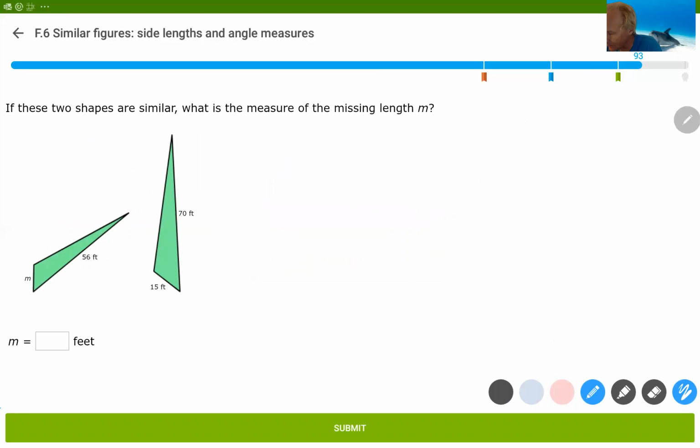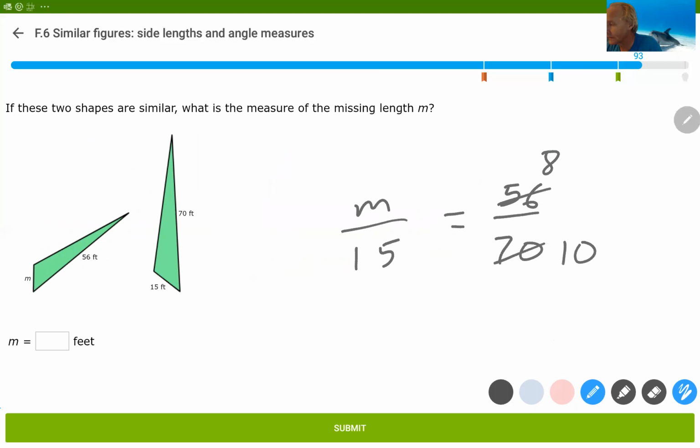Looks like M is to 15 as 56 is to 70. And again, cross multiplying and simplifying. Dividing by 7 gives us 8 and 10. No easy way to go. We can get 4 and 5, and now we have to multiply by 3 to get 15, so we have to multiply by 3 to get the 12.